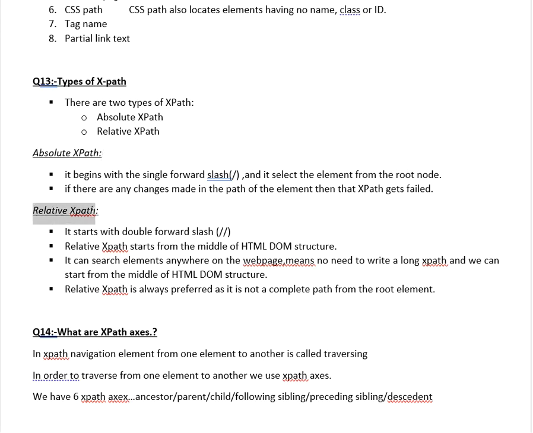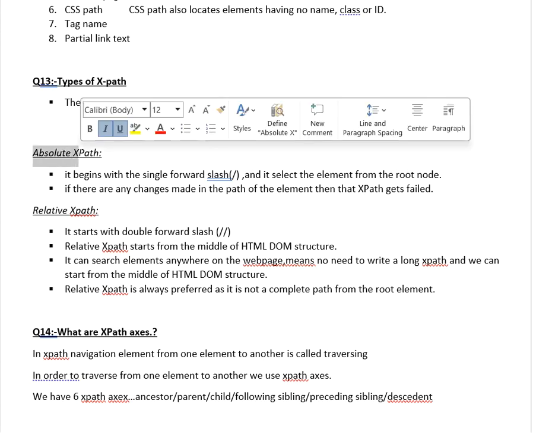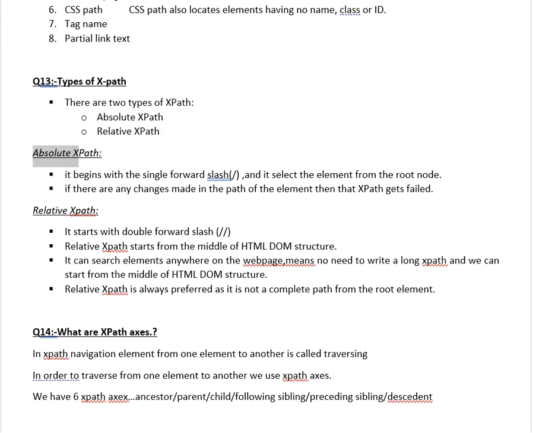Now the next question is, what is the relative XPath and why do we use the relative XPath? Relative XPath starts with a double forward slash. Relative XPath starts from the middle of the HTML or DOM structure, meaning we can locate the element from anywhere on the web page. No need to write the long XPath, because absolute XPath is very lengthy, and if we make any changes to that particular XPath, then the XPath may fail. There is no need to write a long XPath, and we can start from the middle of the HTML structure. Relative XPath is always preferred as it does not begin from the root node.